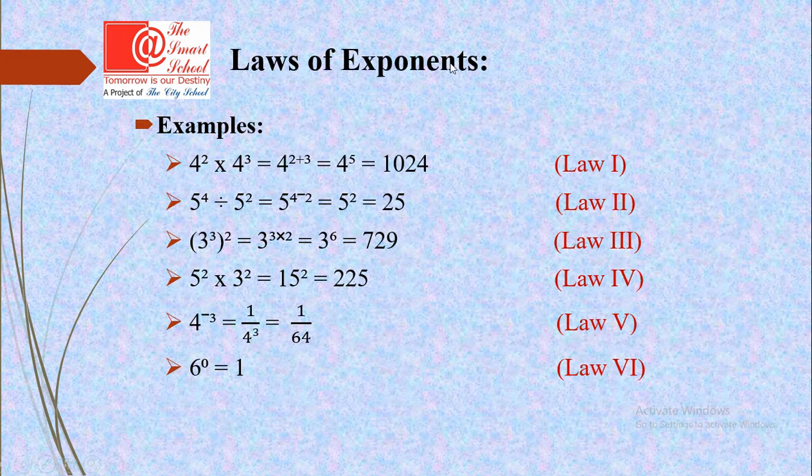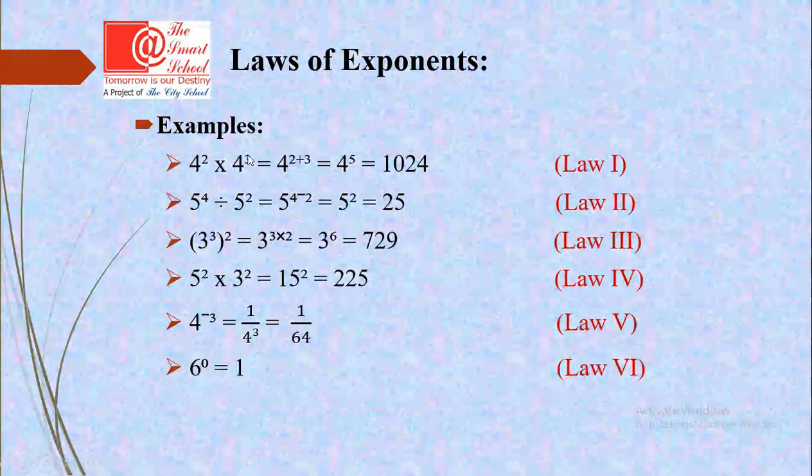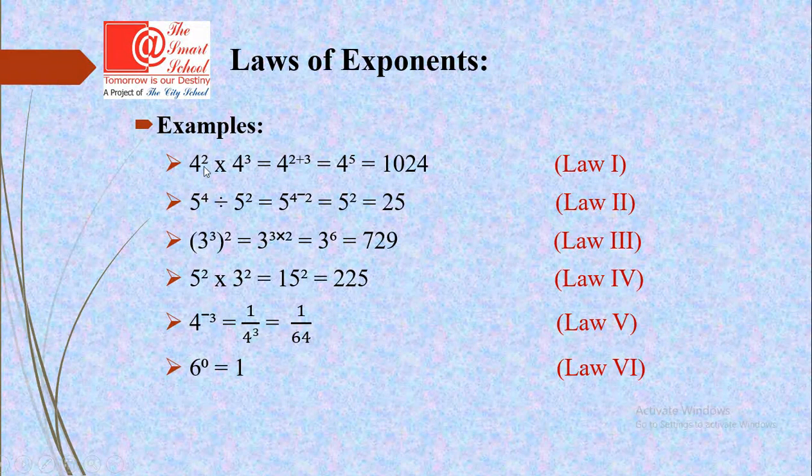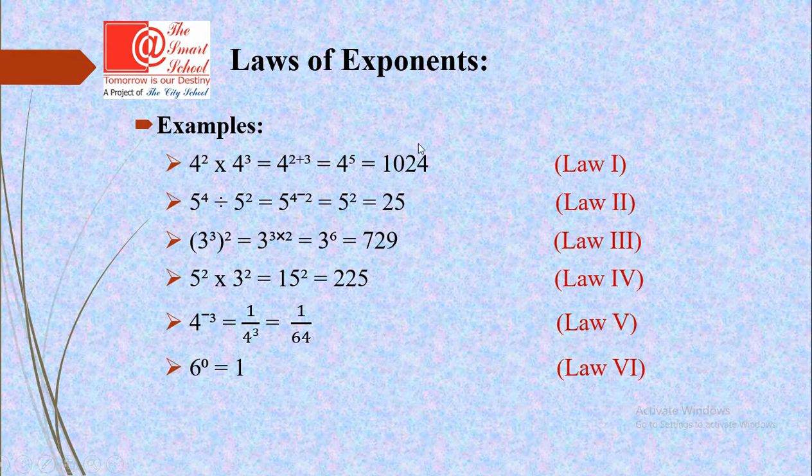Now the examples of laws of exponents. The examples are 4 square multiplied by 4 cube. Same base and exponents are different. In multiplication sum, so we will add up exponents. So it is 4 power 2 plus 3, which is 5. So the answer, or its standard form, is 1024.